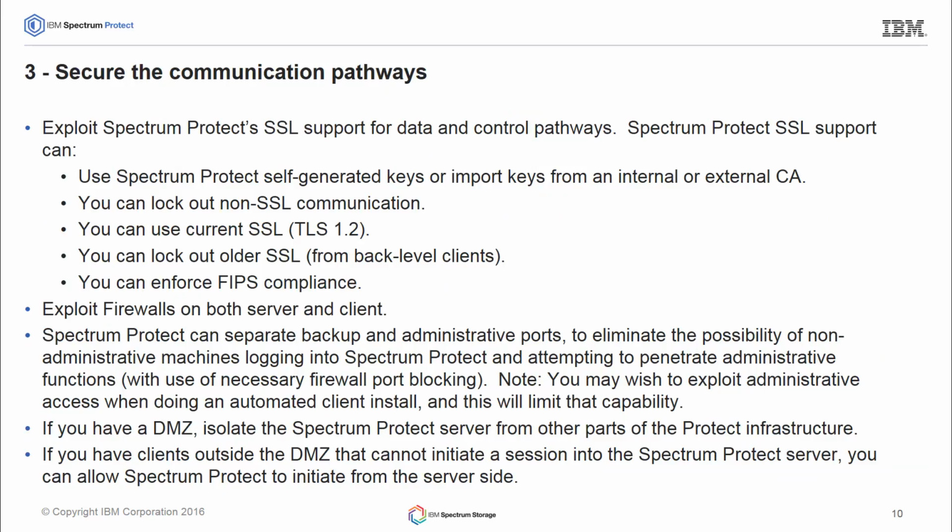Number 3 is secure the communications pathway. This is basically based upon SSL and firewalls. These are best practices. If you have a DMZ, obviously follow the rules so that the Spectrum Protect server is isolated from the rest of the Protect infrastructure. If you want to, you can have it so the clients cannot initiate a session to Spectrum Protect. You can allow Spectrum Protect to initiate from the server side. That does require you to tell Spectrum Protect what the target address is.